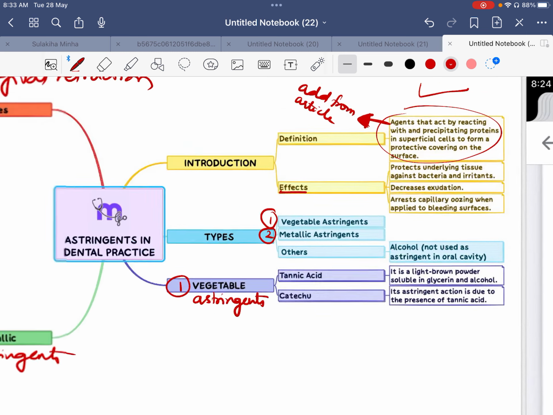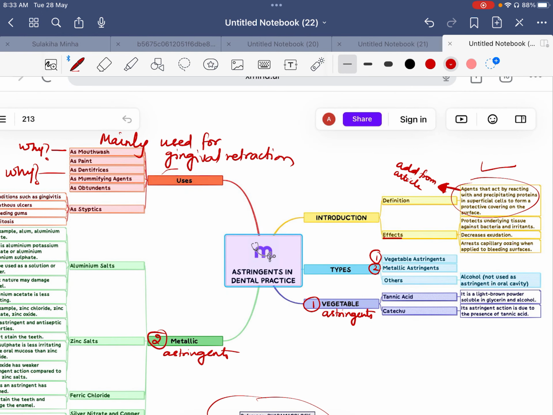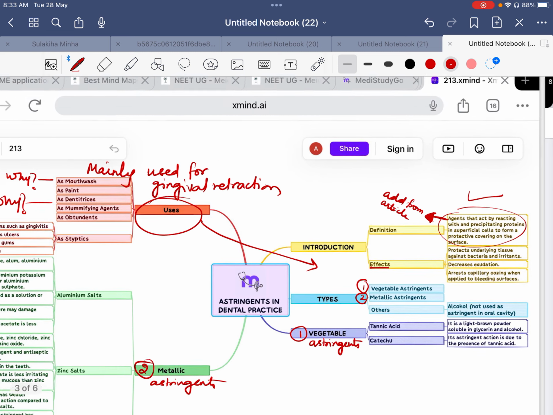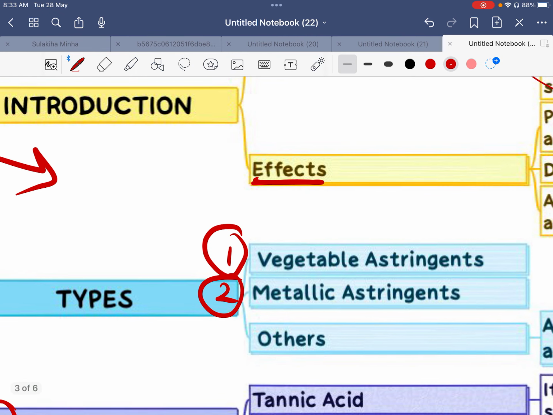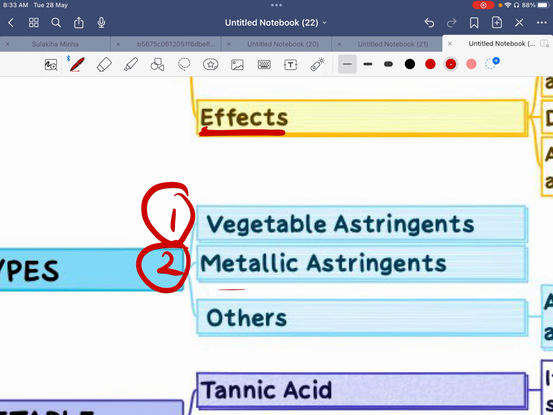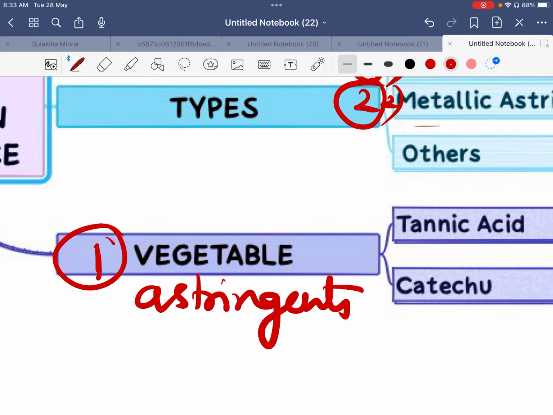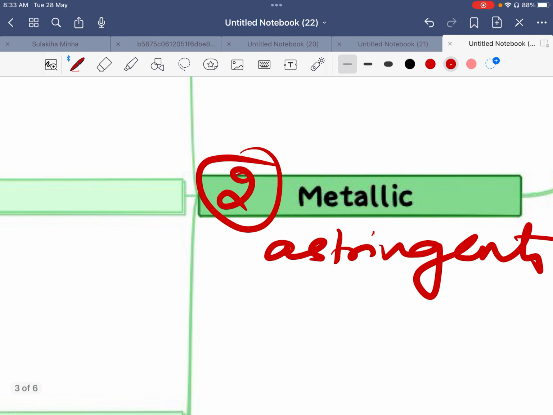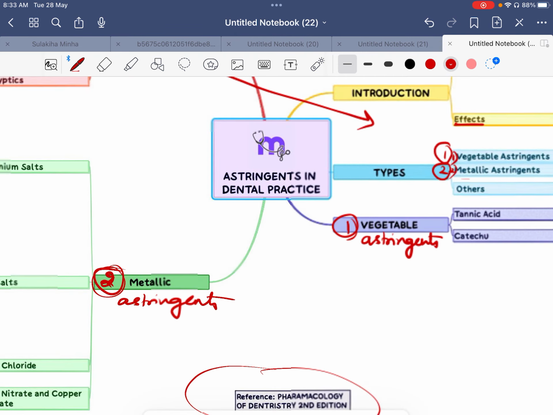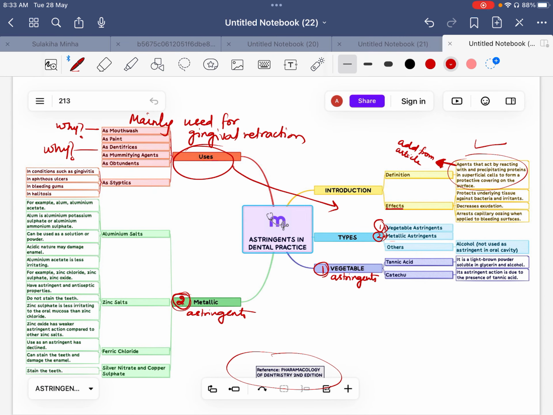Now I want you to shift the entire uses segment to this part. I don't want it to be at the end. You put it here, and then you put types. Then don't use the numbering system that is present on Xmind; put 1 and 2 here, like 1, 2, like that. And same, 1 and 2, I want you to put here, because the students should understand that we are talking about types only, but we have just made it a branch.